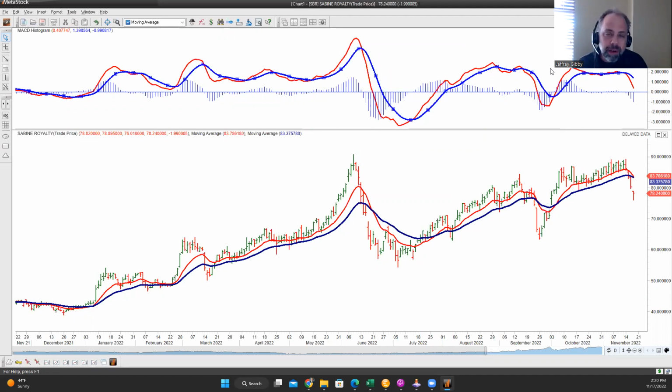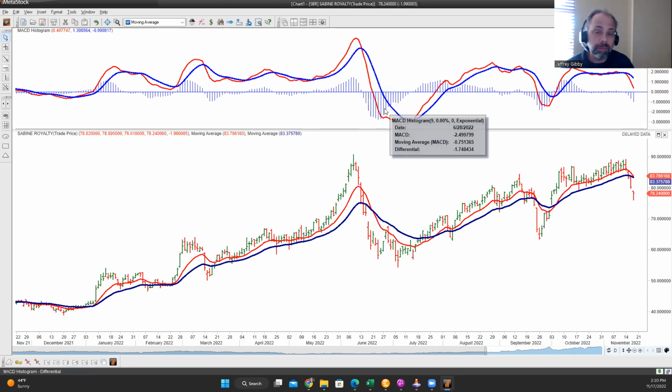And the reason it's called a signal line is if the MACD is above its signal line, like it is right here, you would say that the MACD is in a bullish zone. If the MACD is down below its signal line, like it is right in this case, you would say that the MACD is in a bearish zone, okay?